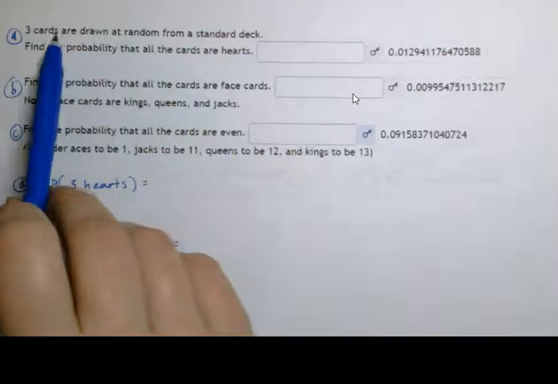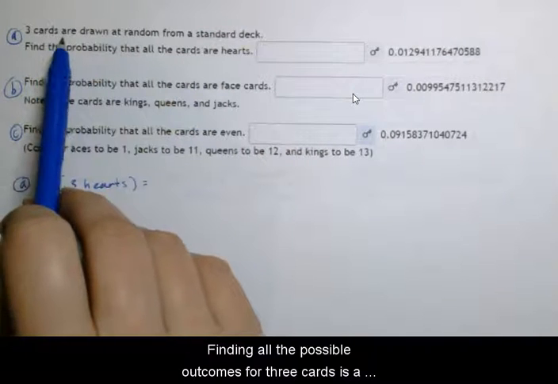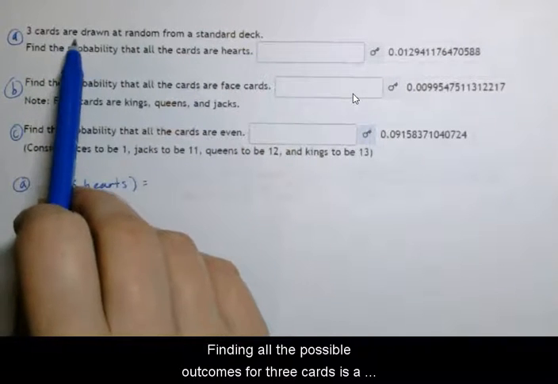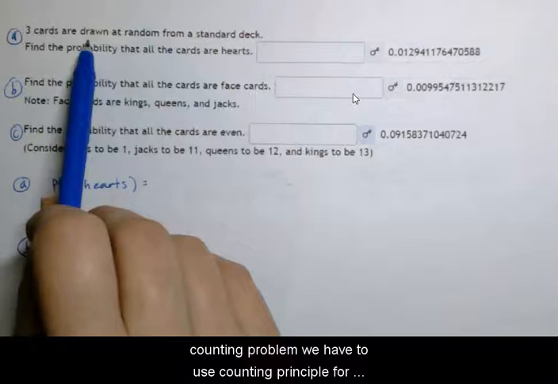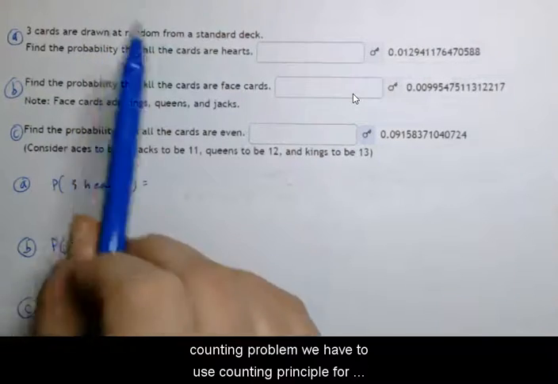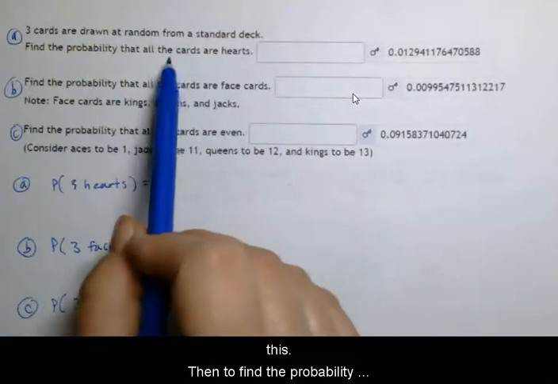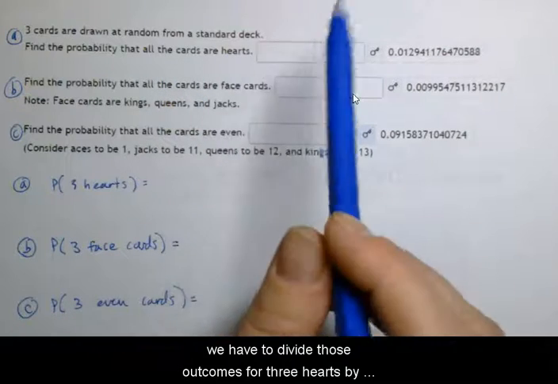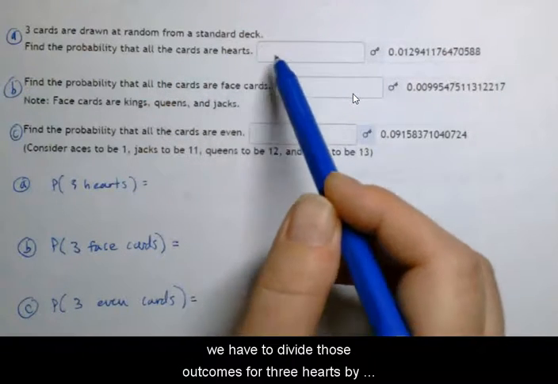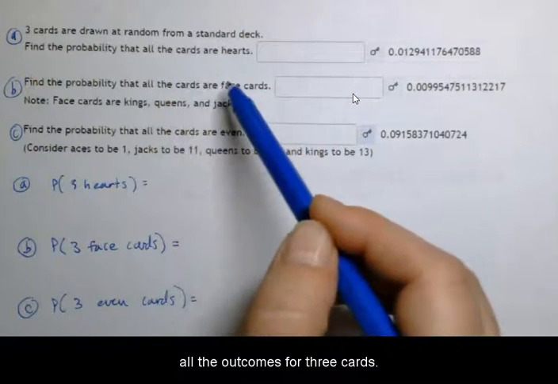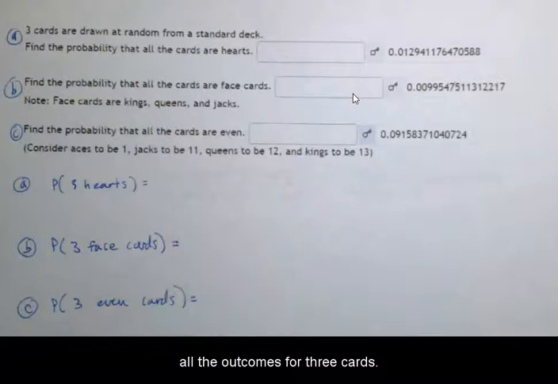So, finding all the possible outcomes for three cards is a counting problem. We have to use the counting principle for this. And then to find the probability, we have to divide those outcomes for three hearts by all the outcomes for three cards that are any cards in the deck.